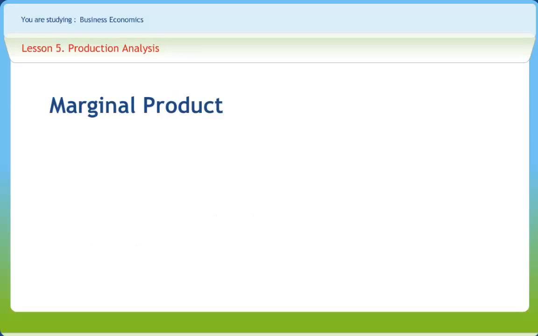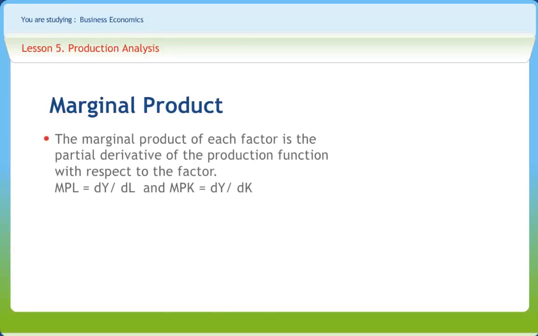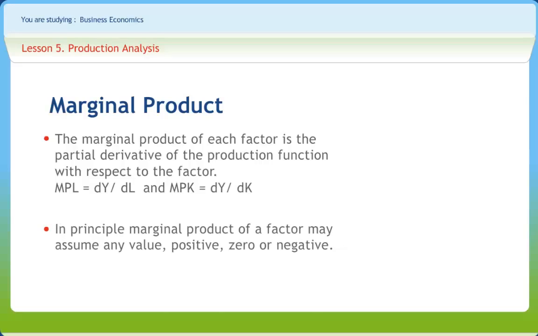Marginal product is a very important concept of production analysis. It is defined as the change in output resulting from a change in a factor of production, keeping all other factors constant. Mathematically, the marginal product of each factor is the partial derivative of the production function with respect to the factor. In principle, the marginal product of a factor may assume any value. It could be positive, zero, or negative.